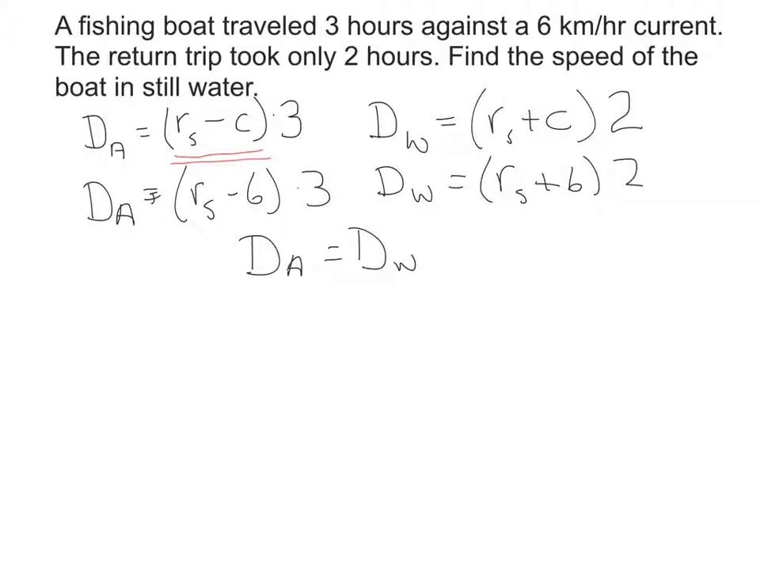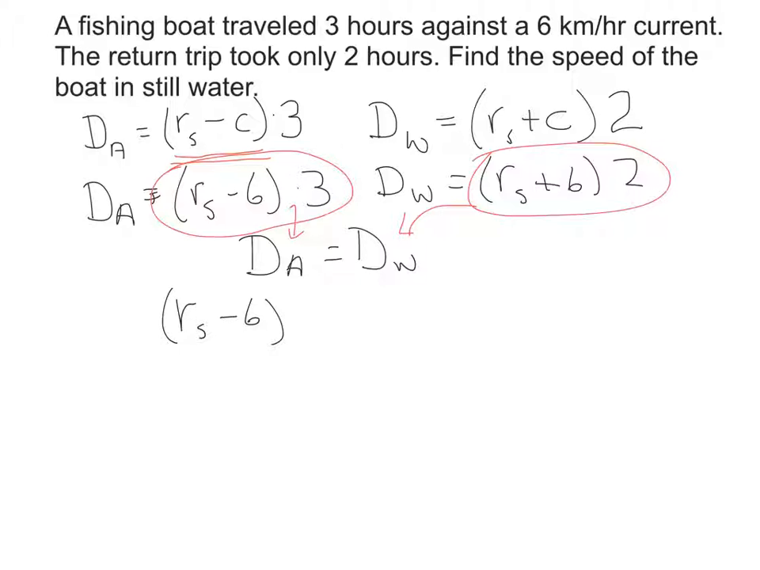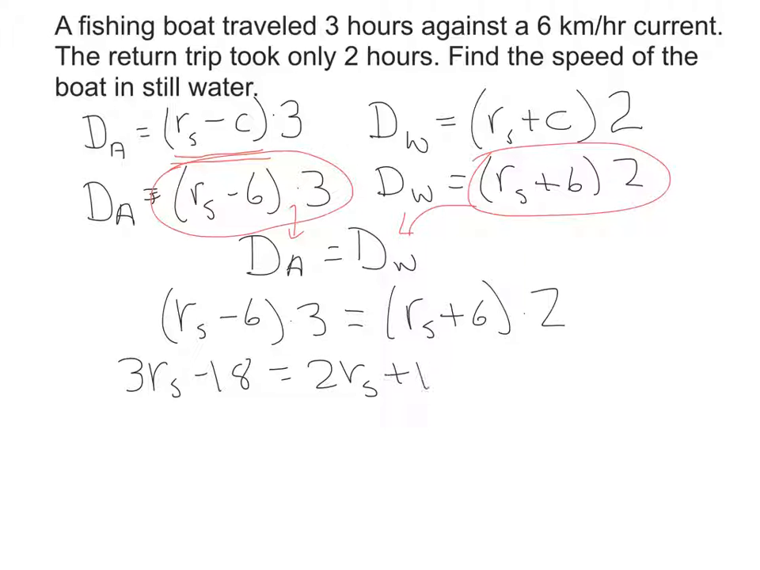If we do some substituting, in other words, if we take that and substitute it in for d sub a, and we take that and substitute it in for d sub w, what we're going to get is R sub S minus 6 in parentheses, because you're multiplying that whole thing. That's the speed against the current times 3, equals the speed with the current times 2. Now we have one equation with only one variable in it. We can solve this. Distribute. You're going to get 3 R sub S minus 18 equals 2 R sub S plus 12.